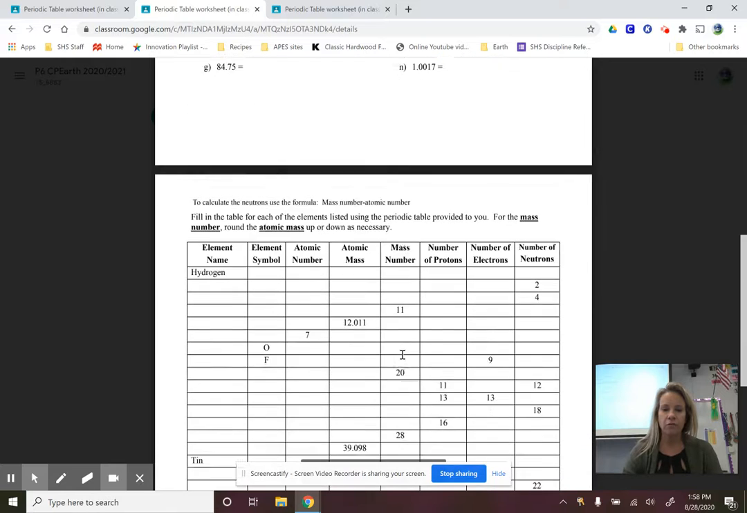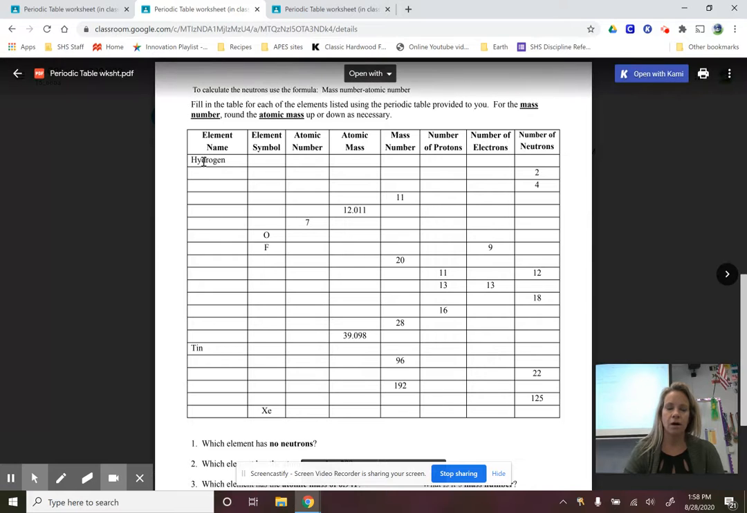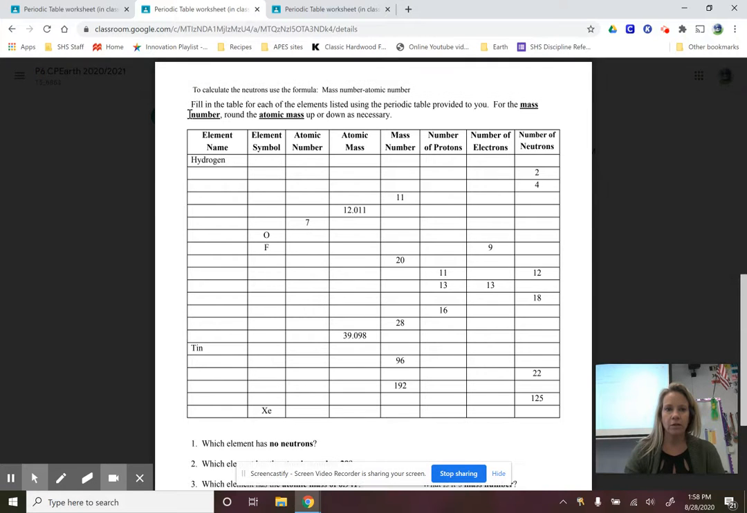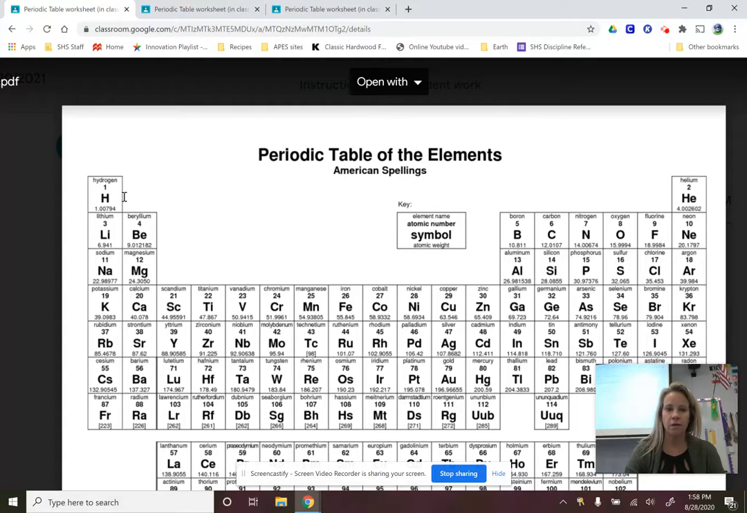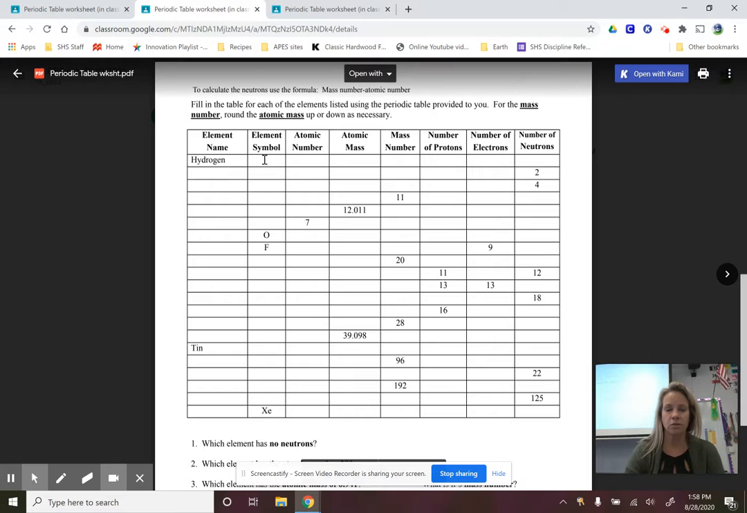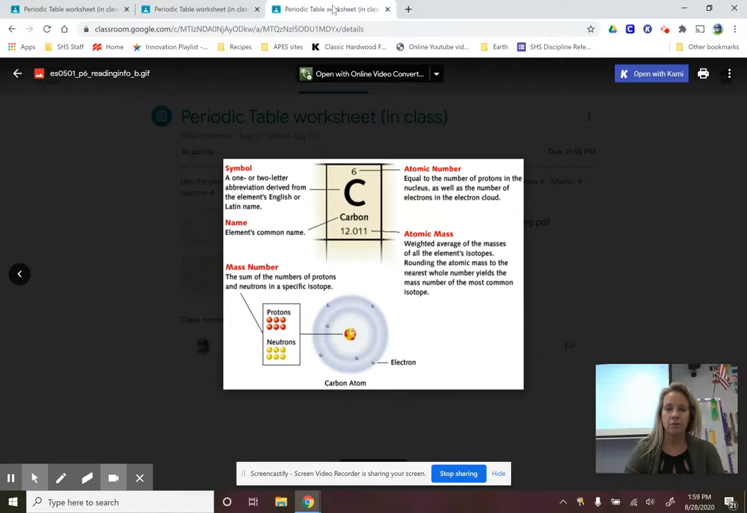And then down here for the table, what you're doing is filling it in. For example, hydrogen. If I look on the periodic table, the element symbol for hydrogen is found right here. Hydrogen is H, so on this worksheet, I would simply put H. For the atomic number, I look back on the worksheet, and I can also refer to this.